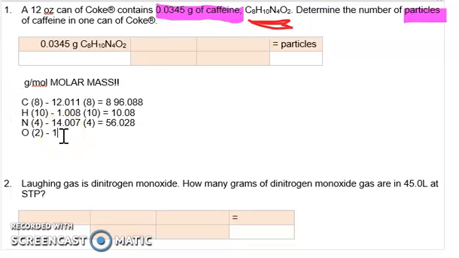Almost done. I just need oxygen. So oxygen, one atom, is 15.999. And I have 2 atoms of oxygen, so I have to multiply 15.999 times 2, and that is equal to 31.998. Okay, so now I have the masses of every single part of this compound.